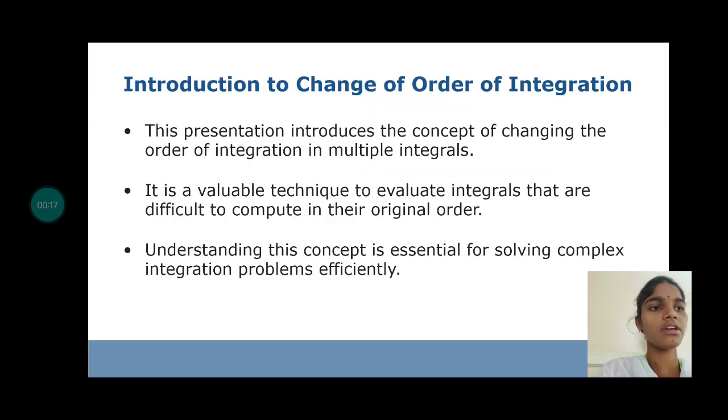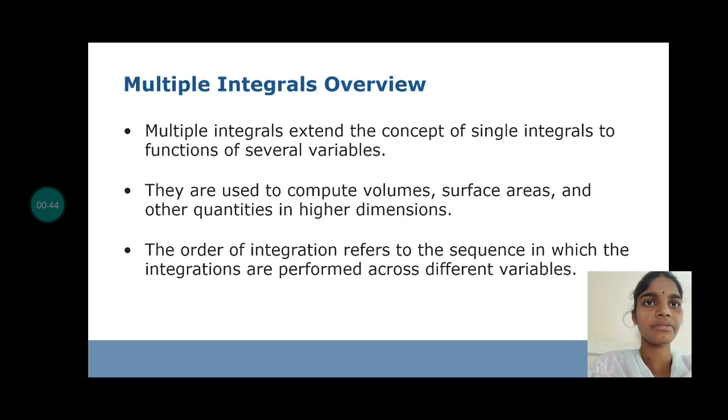Introduction to change of order of integration. This presentation introduces the concept of changing the order of integration in multiple integrals. It is a valuable technique to evaluate integrals that are difficult to compute in their original order. Understanding this concept is essential for solving complex integration problems efficiently.